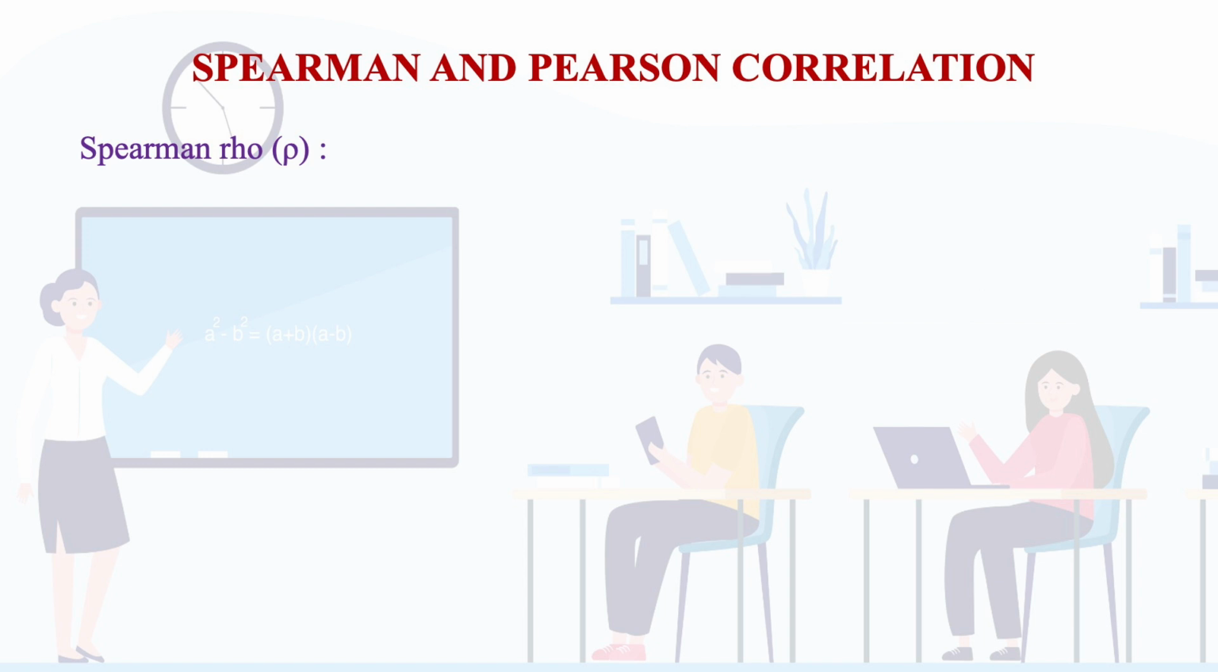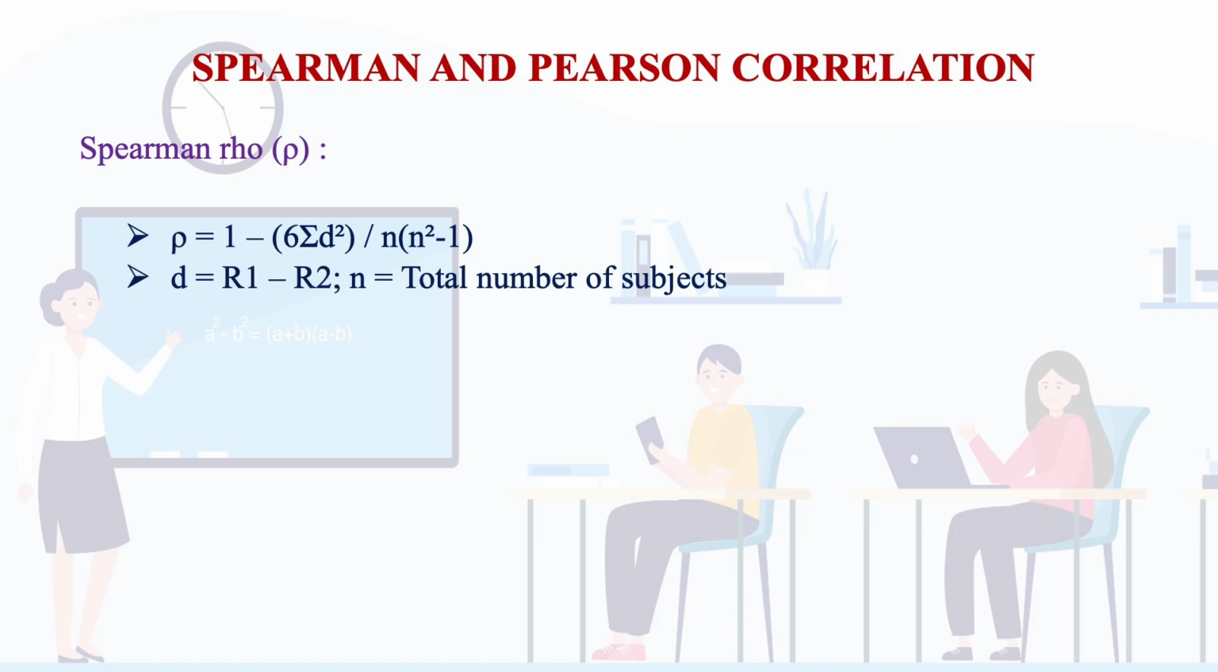So the formula of rho, or the Spearman correlation, is 1 minus 6 summation of d square upon n into n square minus 1. Here d is R1 minus R2, that means rank 1 minus rank 2. So what you have to do, you have a set of scores. Based upon the set of scores, you have to find out the ranks of the first set of scores and the ranks of the second set of scores. Then you have to find out the difference between the ranks.